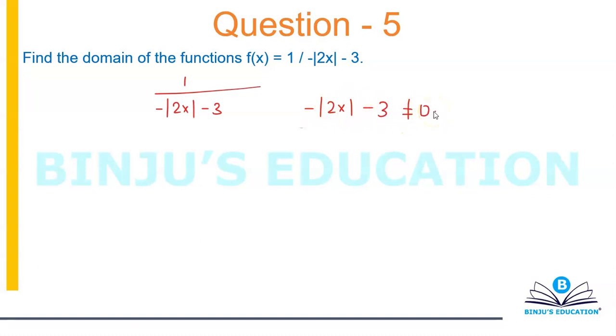Now let's not solve it, let's just think about it for a moment. I know that the result of mod is always greater than or equal to 0. That is basically it is non-negative, right? And I have a negative as its coefficient. So I'm going to multiply this with a negative sign. The result to this will become less than or equal to 0.